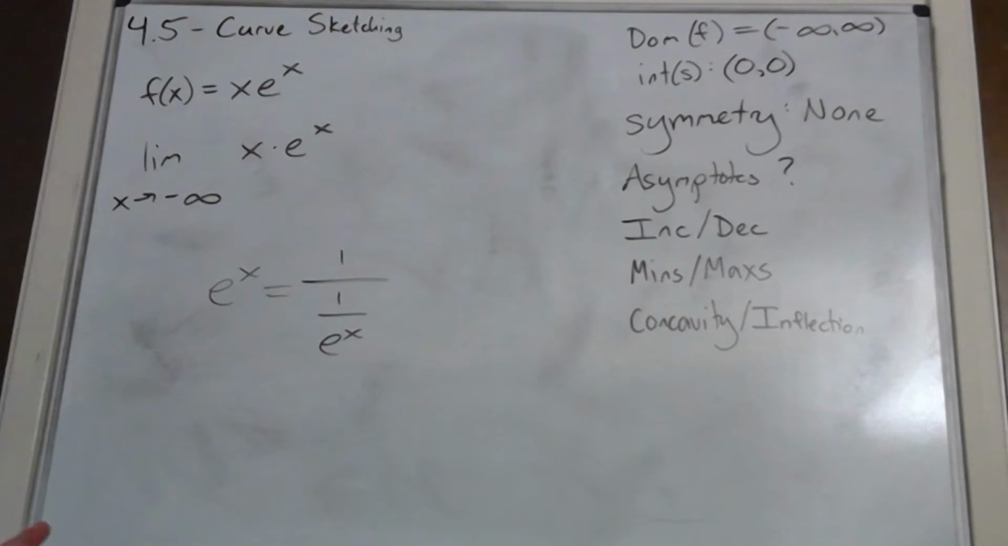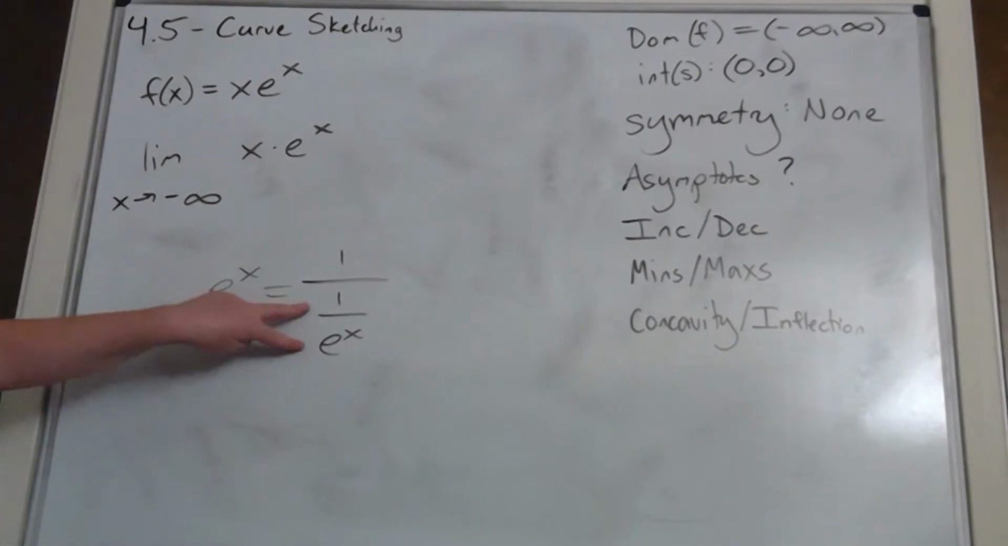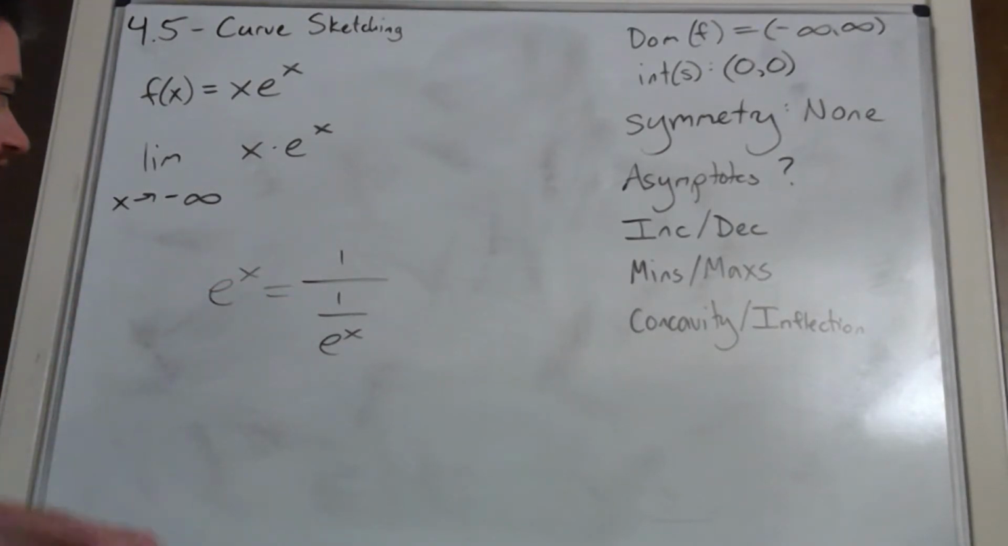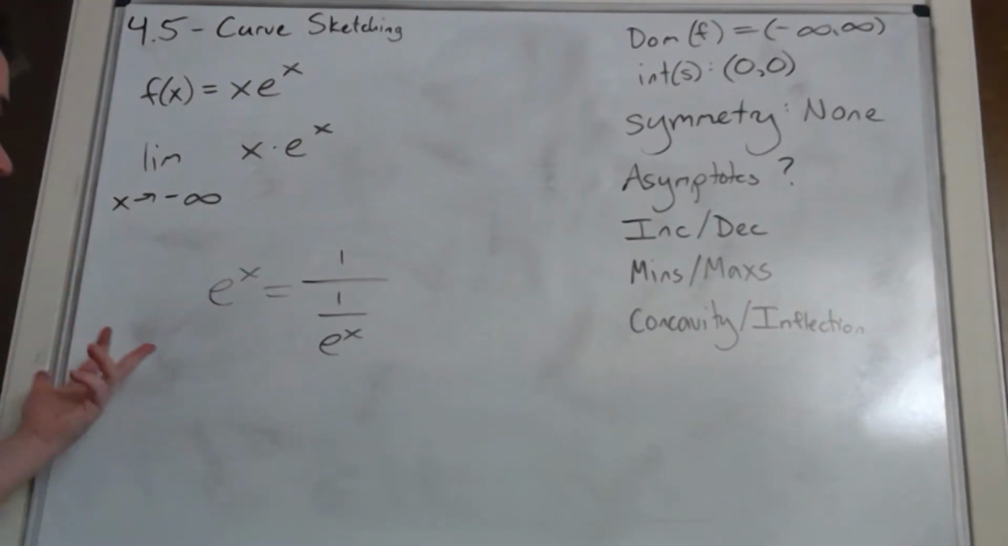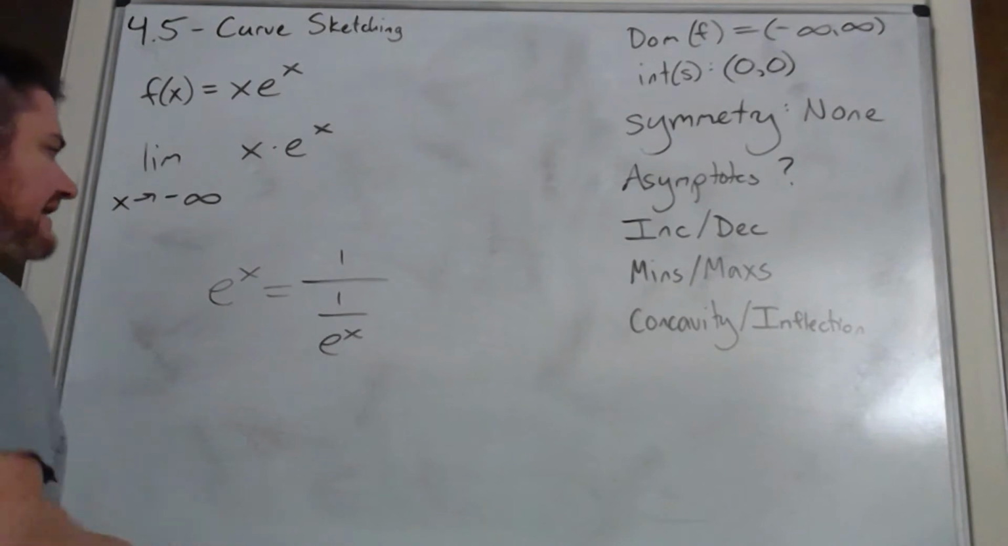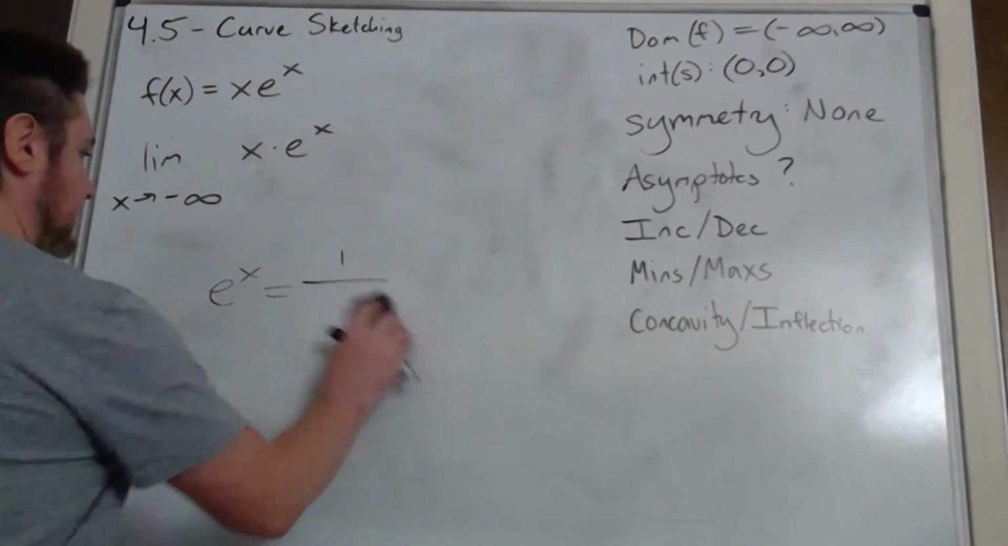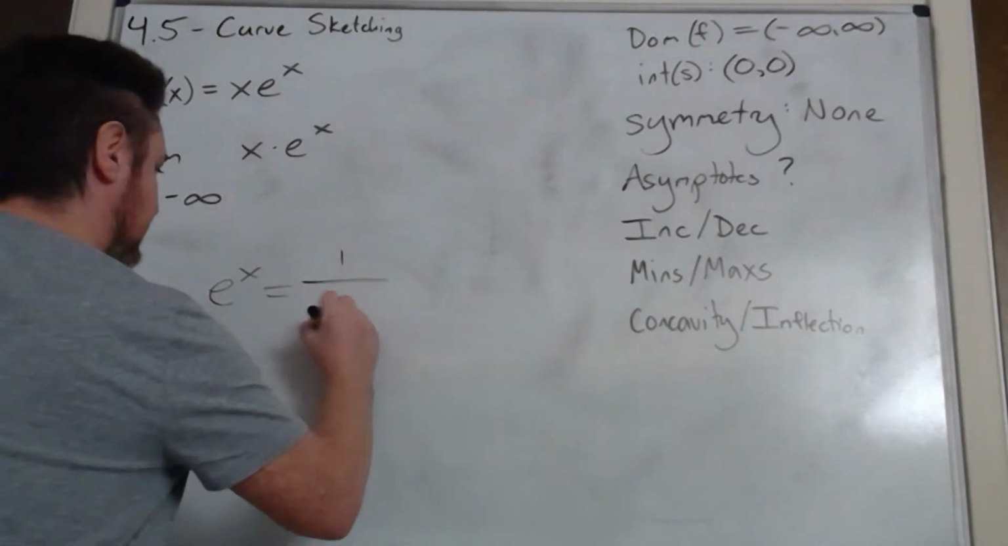I'll probably state this in a different way. But in other words, the reciprocal of a reciprocal is itself. So the reciprocal of e to the x is e to the x. Okay, and then 1 over e to the x is e to the negative x.